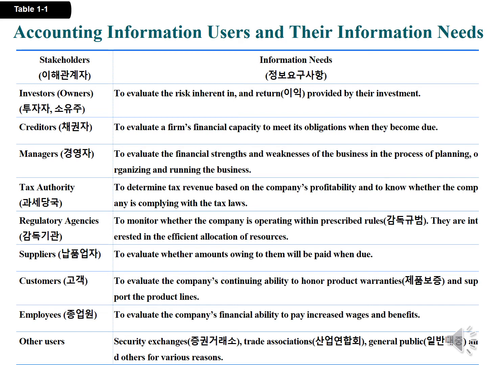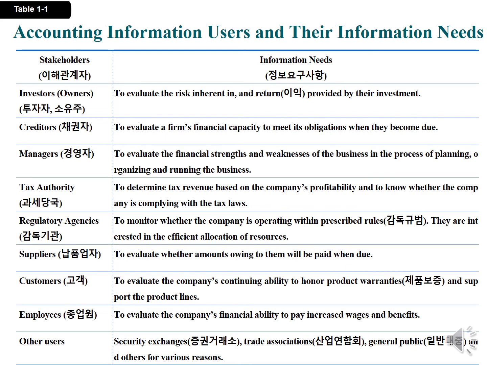Managers evaluate the financial strengths and weaknesses of the business in the process of planning, organizing, and running the business. Tax authorities determine tax revenue based on the company's profitability and know whether the company is complying with the tax laws. Regulatory agencies monitor whether the company is operating within prescribed rules. They are interested in the efficient allocation of resources. Suppliers evaluate whether amounts owing to them will be paid when due.